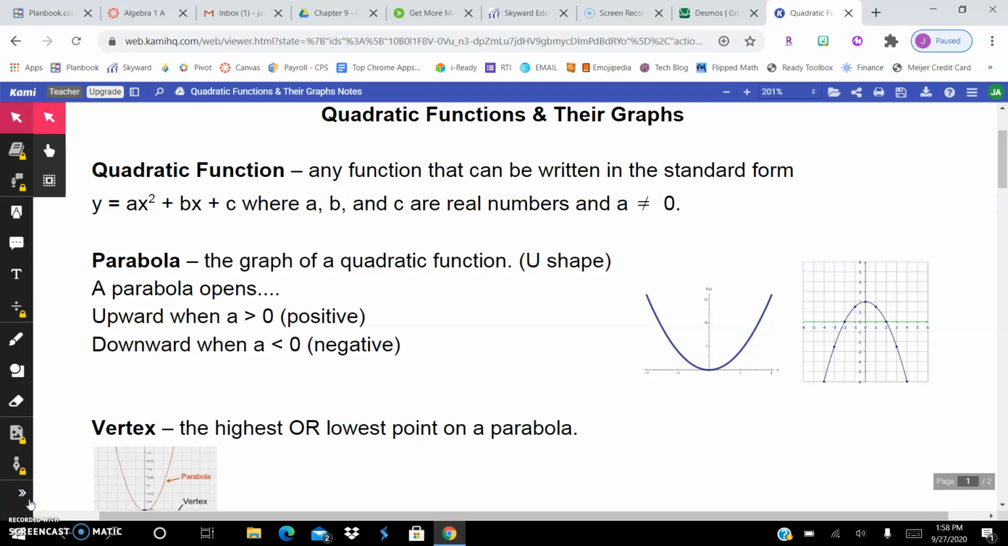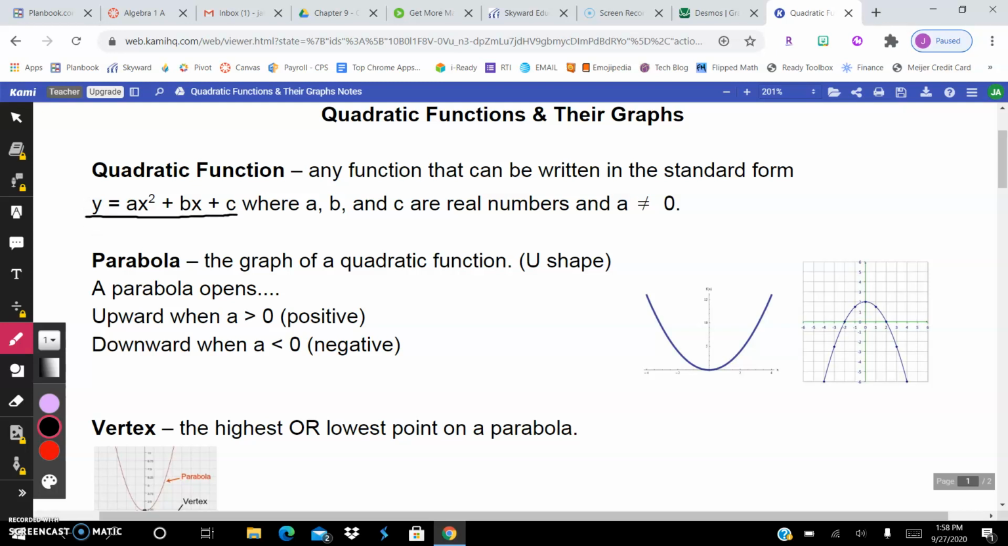We are moving on to quadratic functions and their graphs today. A quadratic function is any function that can be written in the standard form of y equals ax squared plus bx plus c, where a, b, and c are real numbers and a cannot equal 0. So if you notice, that is what we've been factoring the last few days in class. So you have already been working with quadratics, just not graphing them and finding their zeros and such.